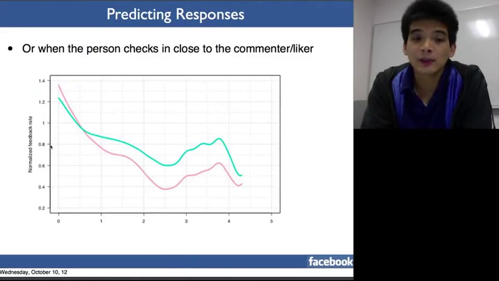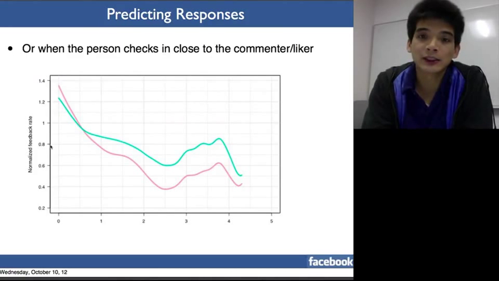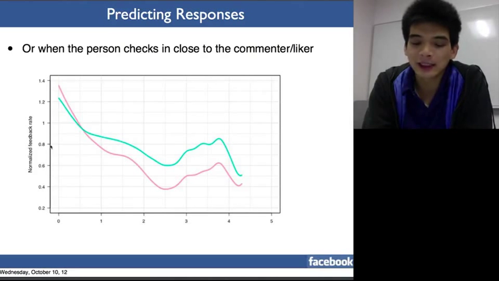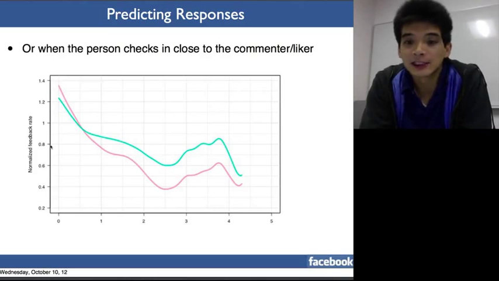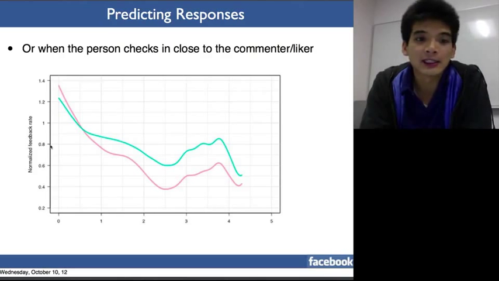Not surprisingly, we also get a lot of boost when someone checks in close to the commenter or liker. If I live in San Francisco and I suddenly go to, let's say, Berkeley, and I'm now very close to my friend who lives in Berkeley, then they are also much more likely to comment or like my post. This is also not very surprising, and it's good to see these kinds of things borne out in the data.